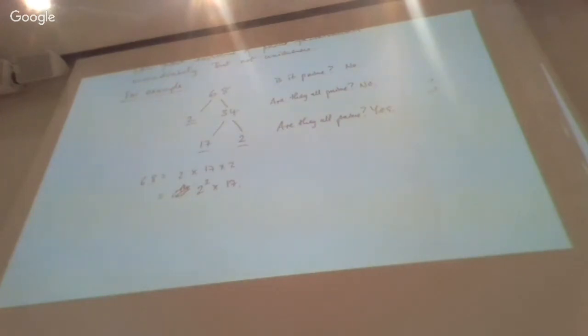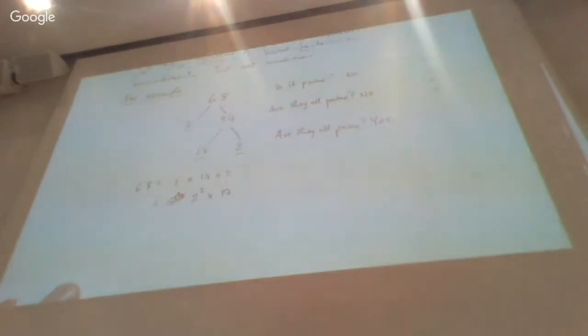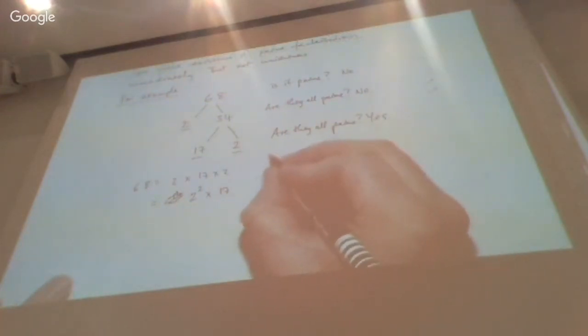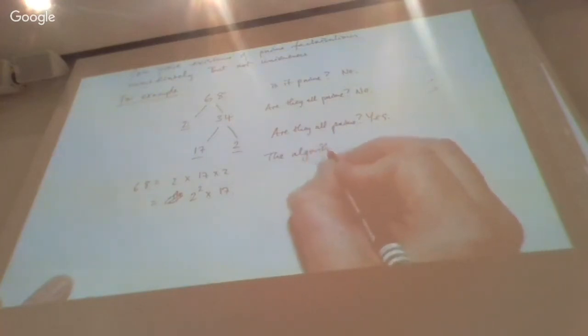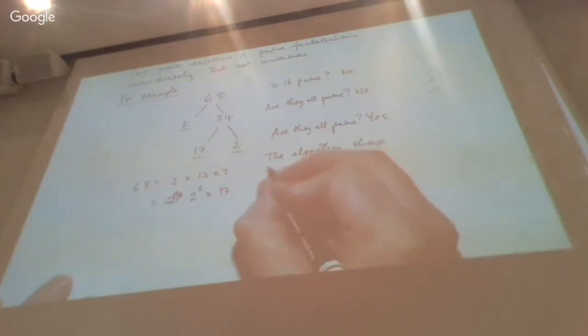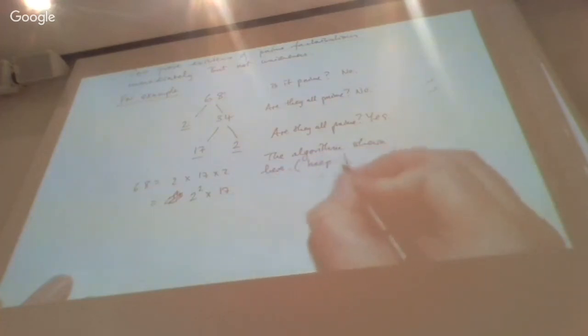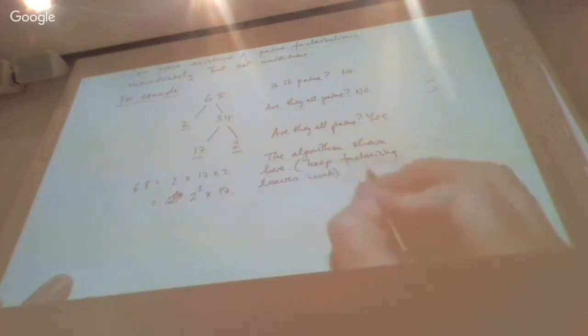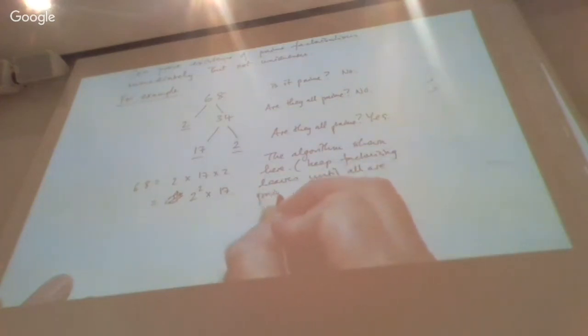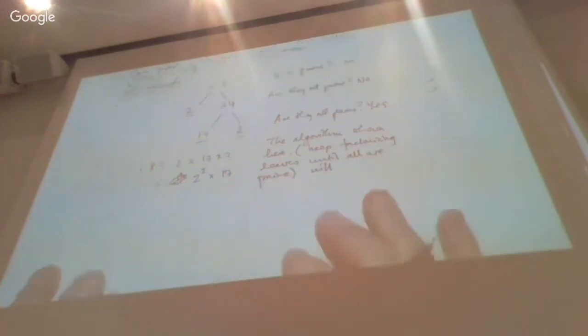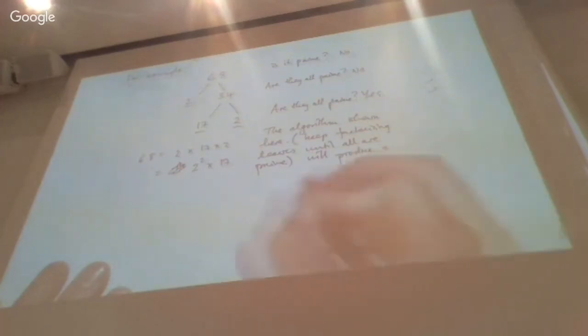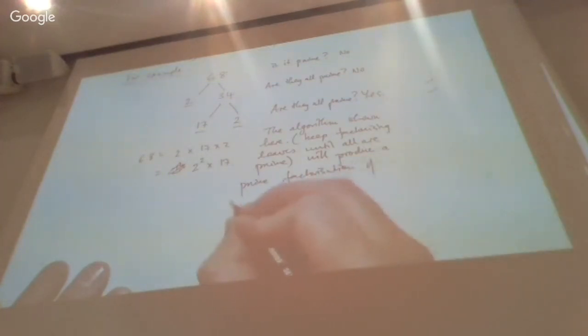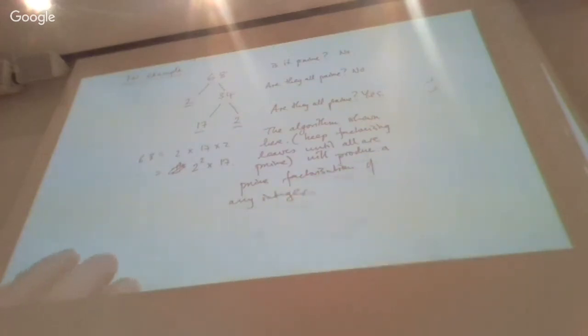Okay, well, that's not a proof because it's only one particular example, but what it does illustrate is an algorithm. So we could say the algorithm shown here, which says keep factorizing leaves of this tree until all are prime, will produce a prime factorization of any integer. But the one thing you have to be careful with about algorithms is you have to know that they'll stop.